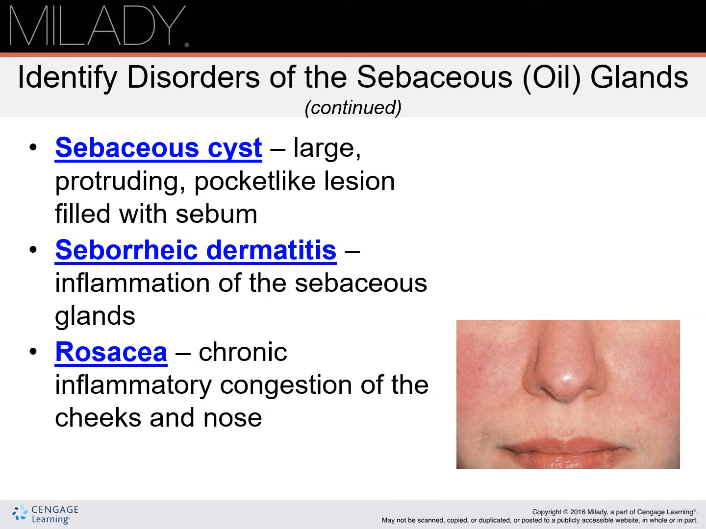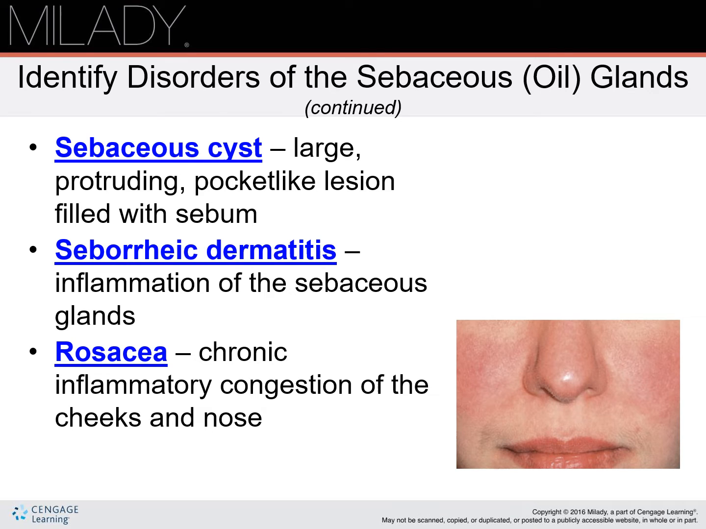Seborrheic dermatitis. It is a skin condition caused by inflammation of the sebaceous glands, often characterized by inflammation, dry or oily scaling or crusting, and itchiness. Red, flaky skin often appears in the eyebrows, in the scalp, in the hairline, in the middle of the forehead, or along the sides of the nose. A dermatologist will prescribe a topical antifungal medication. In the salon, a non-fatty skincare product designed for sensitive skin can be used.